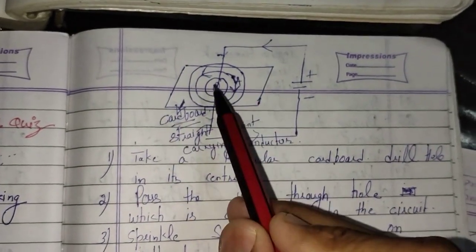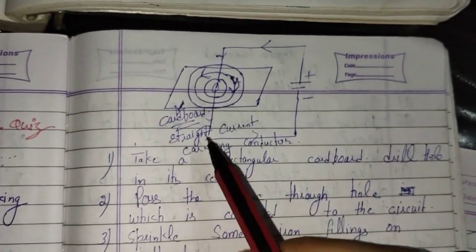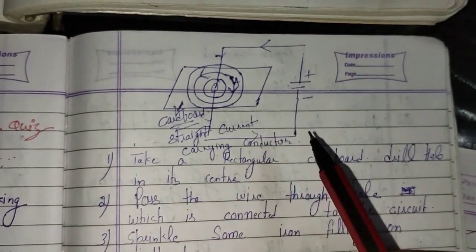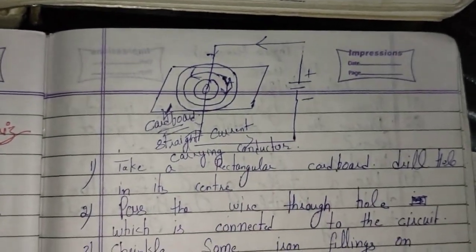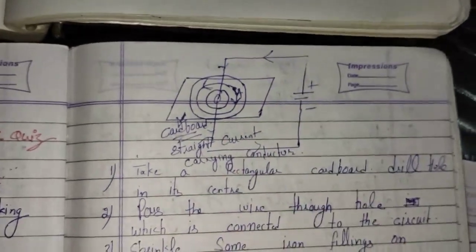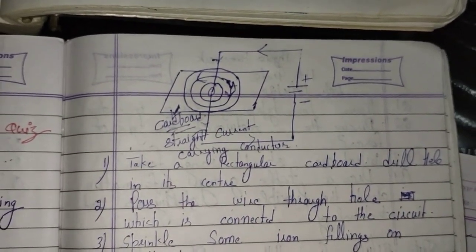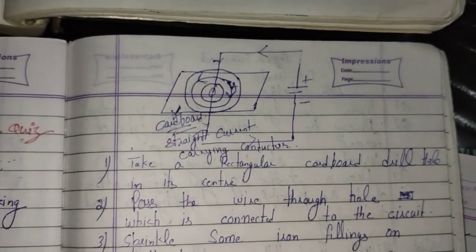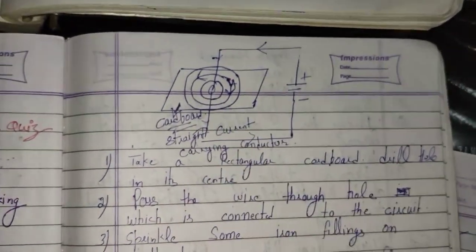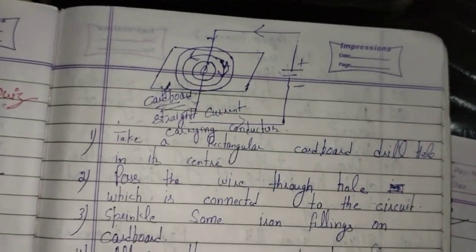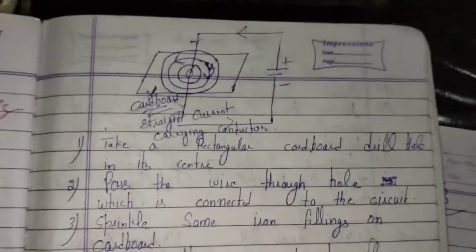There is a cardboard, and a hole is drilled in the cardboard, and a wire is passing through this cardboard and current is running through the wire. That means magnetic field lines will get generated. Magnetic field will get generated around the current carrying conductor. So how will you show this?